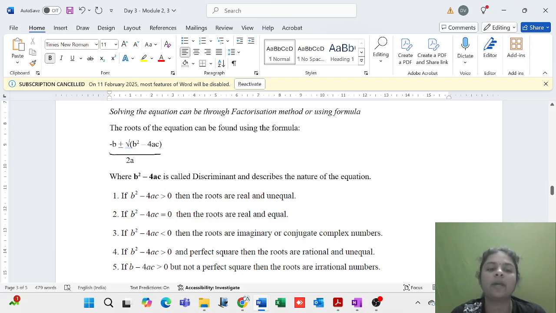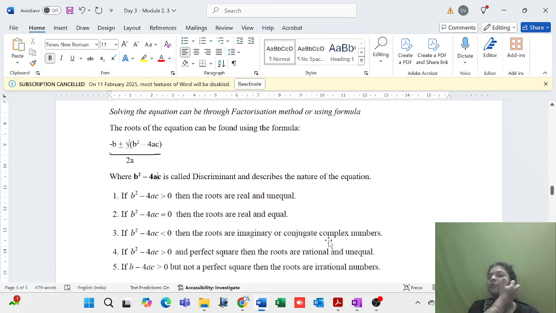Okay, b square minus 4ac. Now this describes the nature of the equation. If I find out the value of b square minus 4ac and it is greater than 0, then the roots are real, which means not imaginary, and unequal. If it is exactly equal to 0, then the roots are real and equal. If it is less than 0, the roots are imaginary or complex numbers.